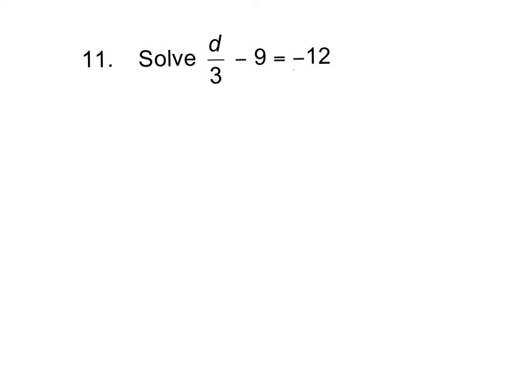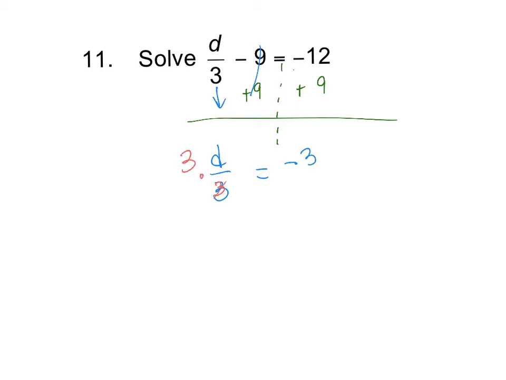With this question here, dotted line to separate both sides, you're undoing in reverse order. So if you were to divide by 3 and then subtract 9, to undo it, you're going to add 9 to both sides. First, you get d divided by 3 is equal to negative 3. And now you're going to multiply by 3 to undo this division. And you get d is equal to negative 9. Check your work. Negative 9 divided by 3 is negative 3, and negative 3 minus 9 is negative 12, so you know it's correct.